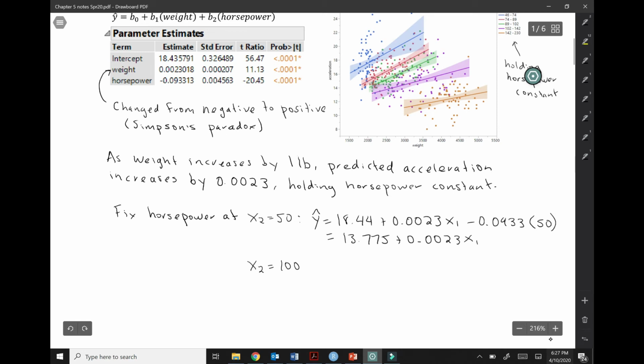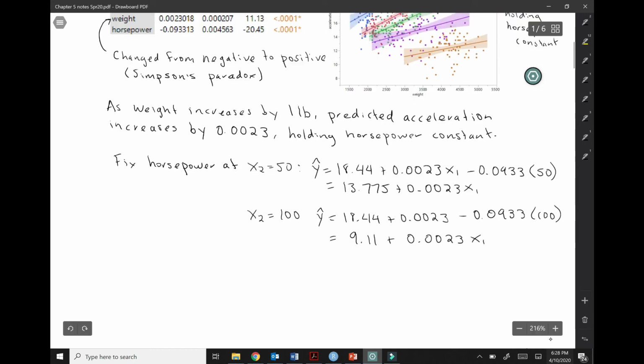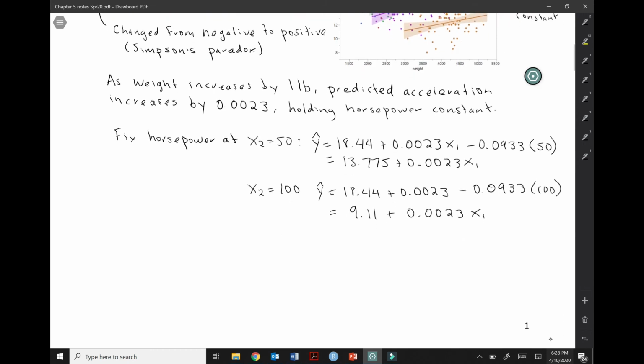So now let's do the same thing, but let's change it to a different horsepower level. So now I'm going to look at only the cars with 100 horsepower. So I'm doing the same thing, except when I get to x2, I'm going to plug in 100. And again, this is a constant, and so it's going to be part of my intercept, and I get 9.11 plus 0.0023 times x1.